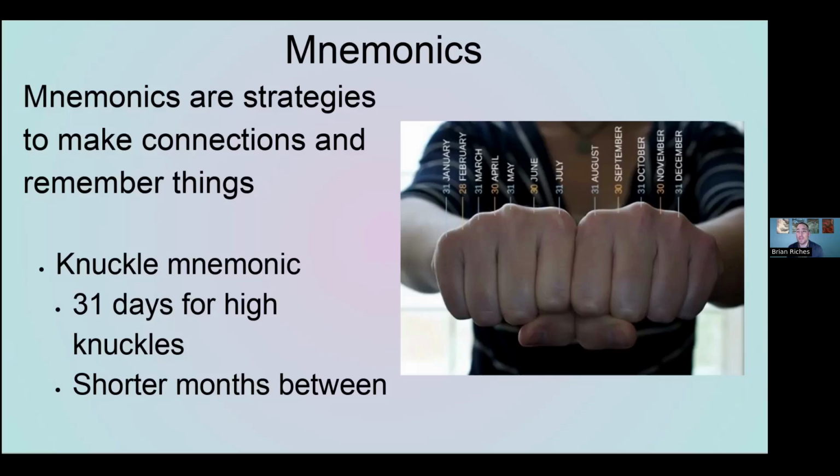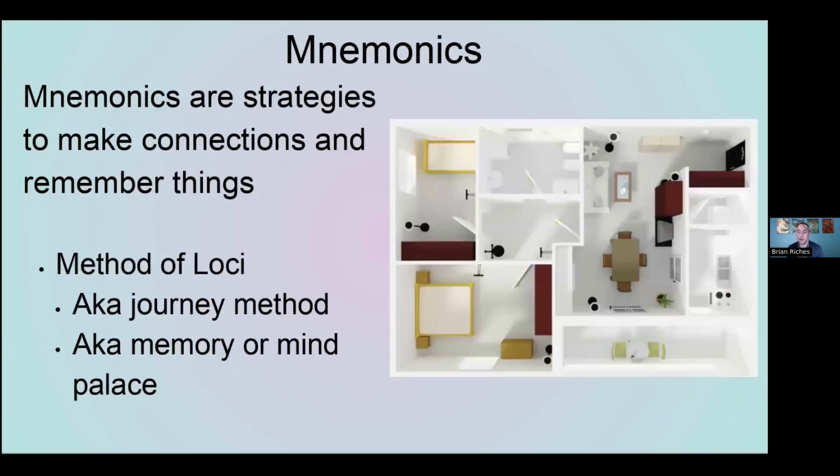So one really flexible mnemonic, used in a lot of different areas, is called the method of loci. I've also heard it pronounced method of Loki, method of loci. It's also called the journey method. You might have also heard it referred to as the mind palace. If you ever watched the recent Sherlock Holmes show with Benedict Cumberbatch, he talks about his mind palace, and that's literally what this is.